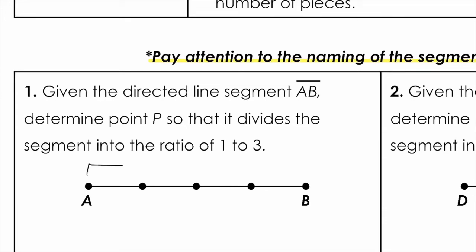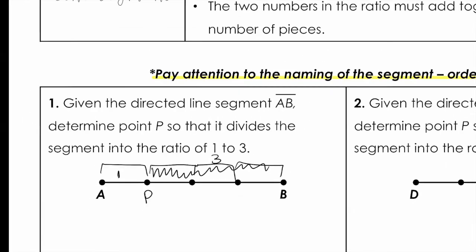So we want one segment, and then we want 3. 1, 2, 3. So point P is going to fall right there. We have our one segment, and then we have our segment of 3. So we're simply creating a ratio. Not too bad. Color in, we get to have some fun.